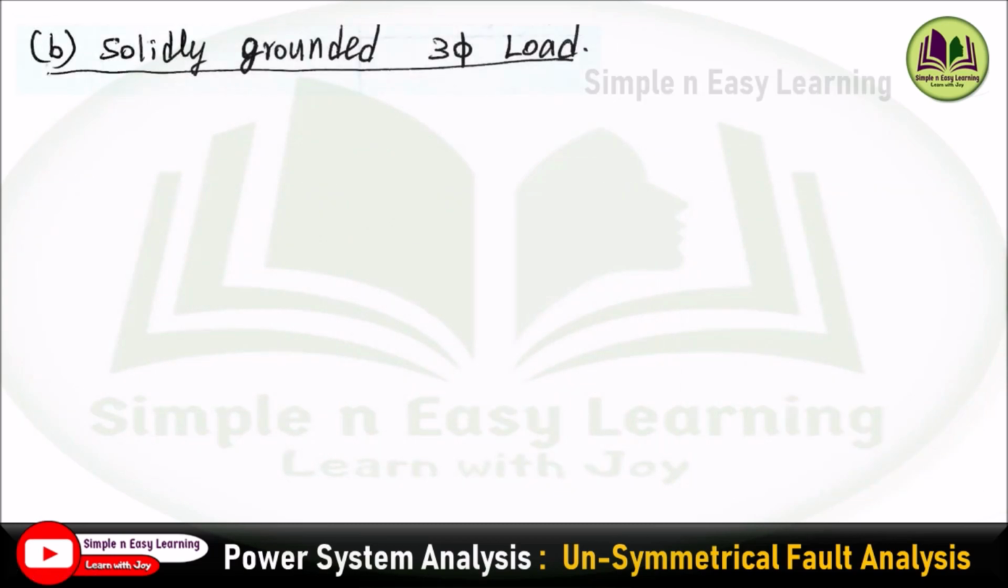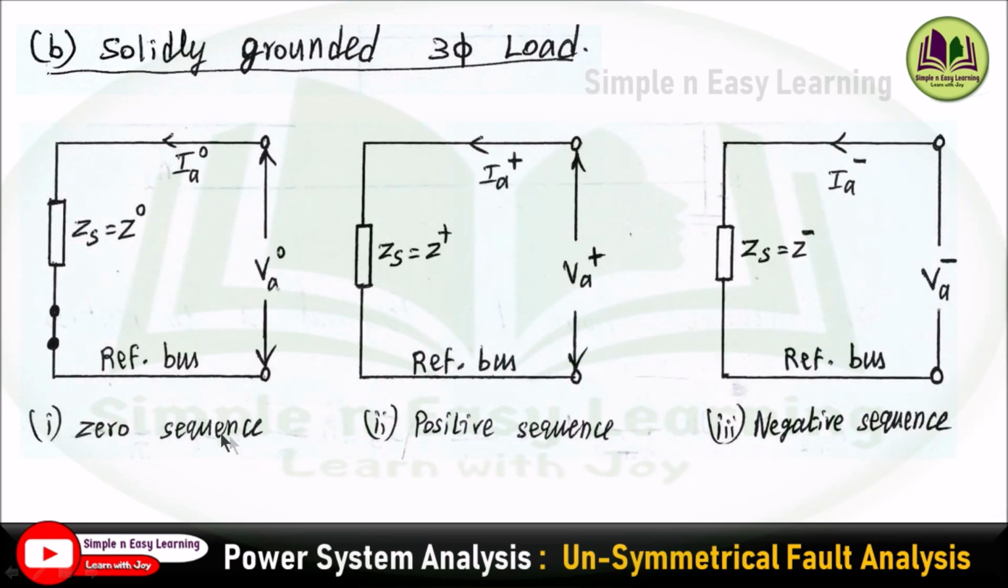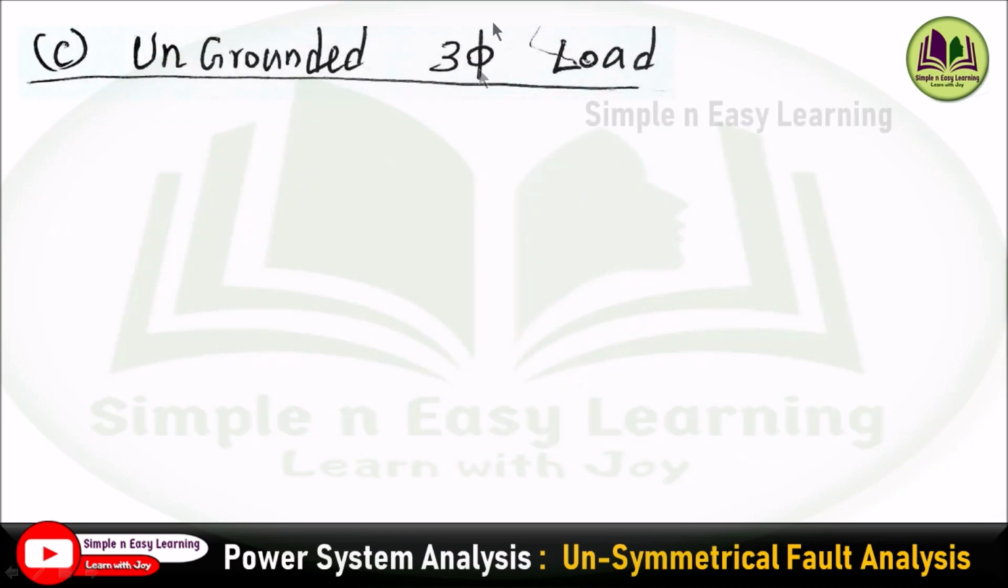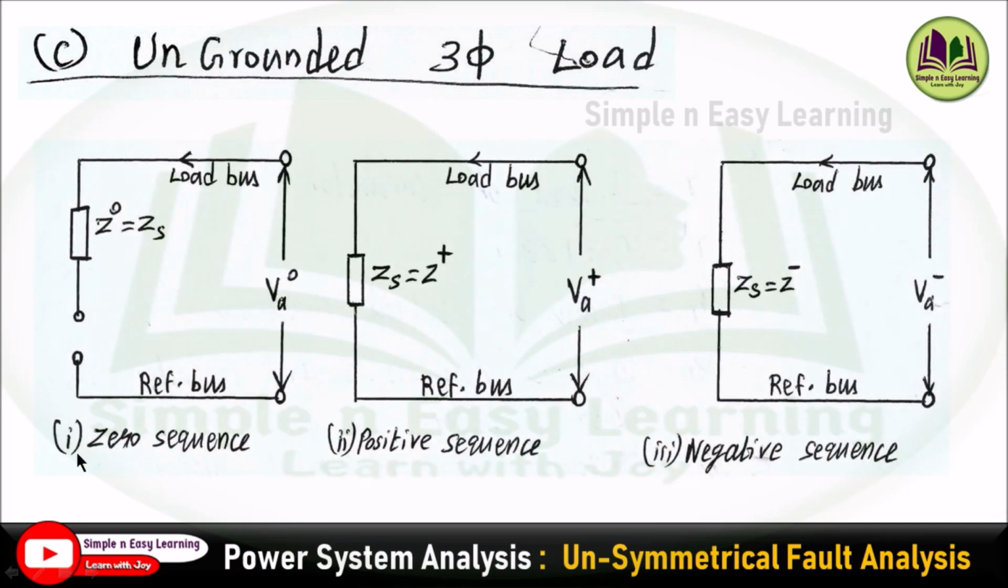Second case, solidly grounded three-phase load. There is no impedance, and the neutral is directly grounded. In such a case, the zero sequence impedance has only Zs, there is no Zn term, so it is short circuited and grounded solidly, and the positive sequence and negative sequence networks remain the same as the previous case. Third case, ungrounded three-phase load, where the neutral is not grounded. In such a case, for zero sequence, you need to open these terminals; the zero sequence impedance is present with VA0, IA0. Similarly, the positive sequence and negative sequence networks remain the same for this case as well.